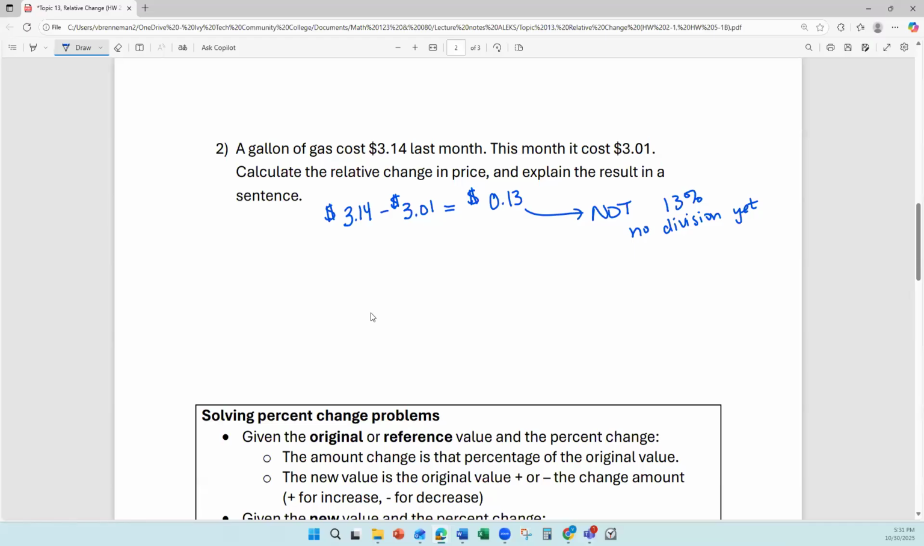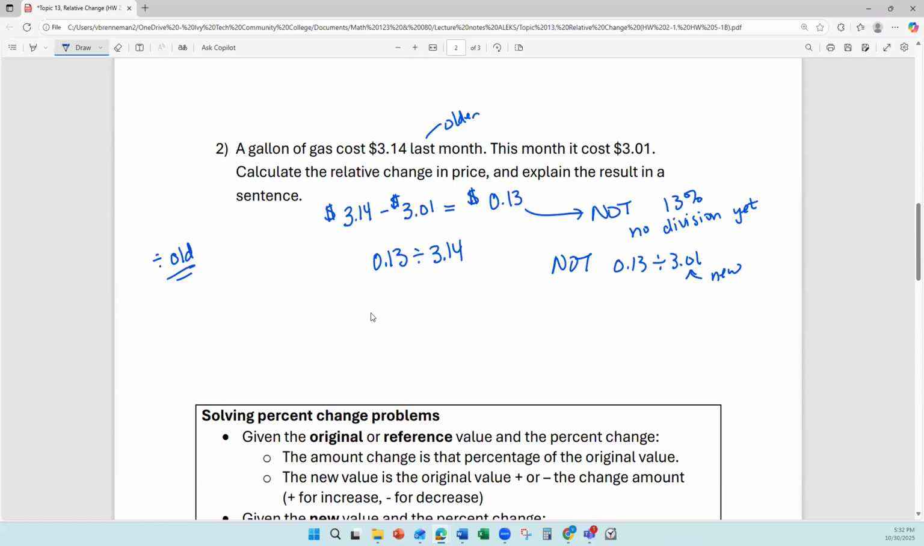That's not the percentage. For the percentage, when something is changing in time, you always divide by the older value, the original value, but old is shorter to write. So we need to divide. We have this month versus last month. Last month is the older value. So we need to divide the 0.13 by the 3.14. We're not going to do 0.13 divided by 3.01. We need to divide it by the old, not the new.